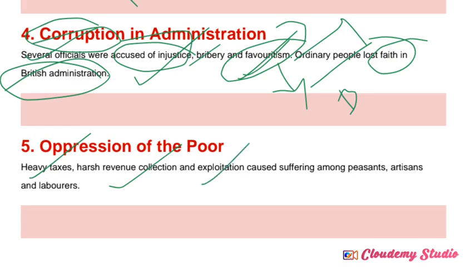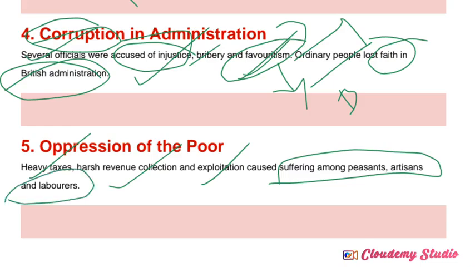So exploitation caused suffering among the peasants, artisans and laborers, based on heavy taxes, revenue collections and so on. Totally, peasants, artisans, laborers, and a lot of different sections of Indian society started to suffer from these different policies of the Britishers. That's why these are called one of the socio-religious causes of the uprising of 1857.